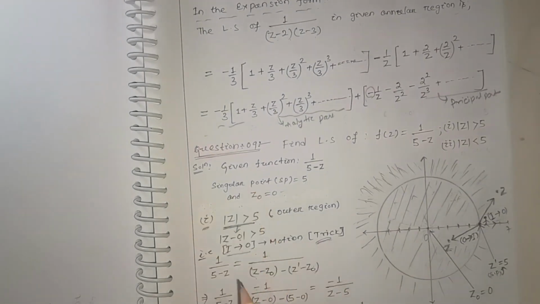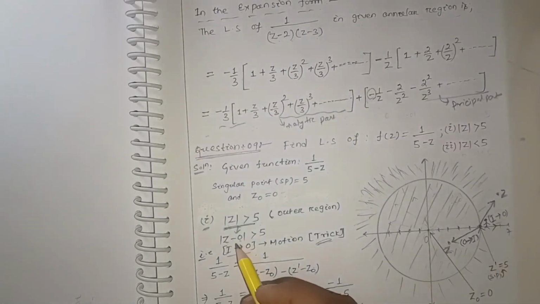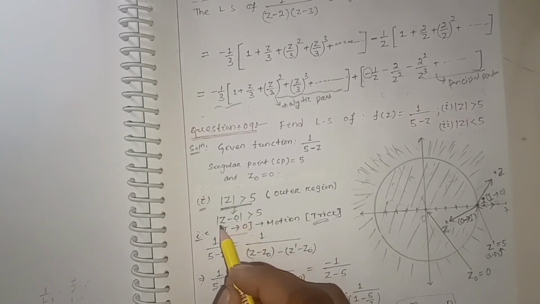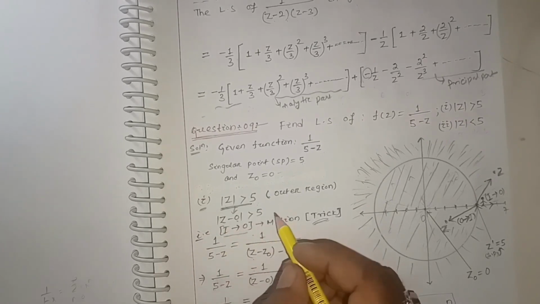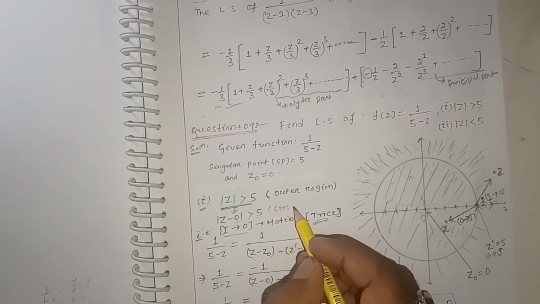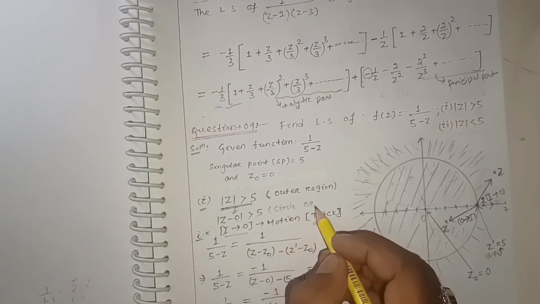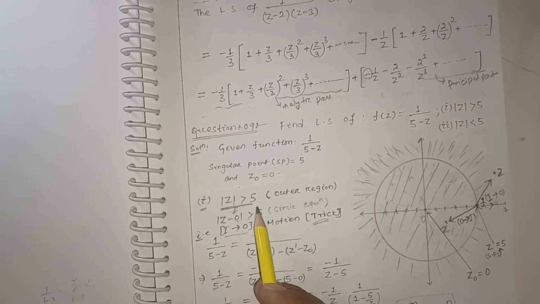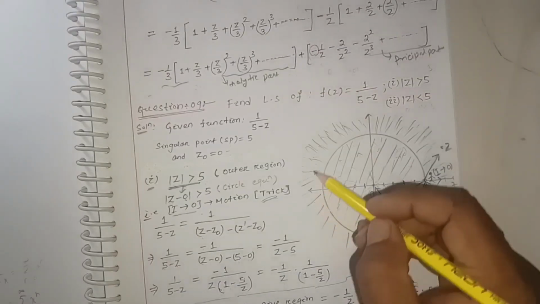Okay. So the same thing has been written in short. If we consider |z| greater than 5 in circle equation form, it is |z - 0| greater than 5. Circle equation means z minus 0, where 0 is the center. If I consider 5 as the radius, then this will be the circle.